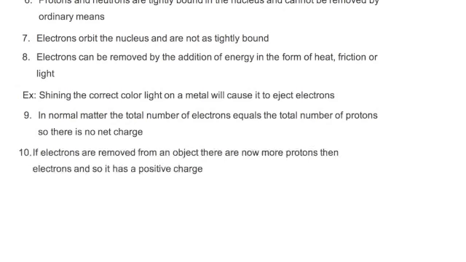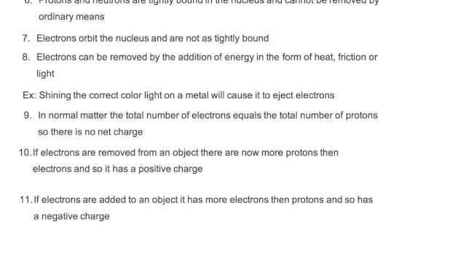Number ten, if electrons are removed from an object, there are now more protons than electrons, so it has a positive charge. Removing electrons generates a positive charge. If electrons are added to an object, it has more electrons than protons, so it has a negative charge. Adding electrons produces a negative charge.